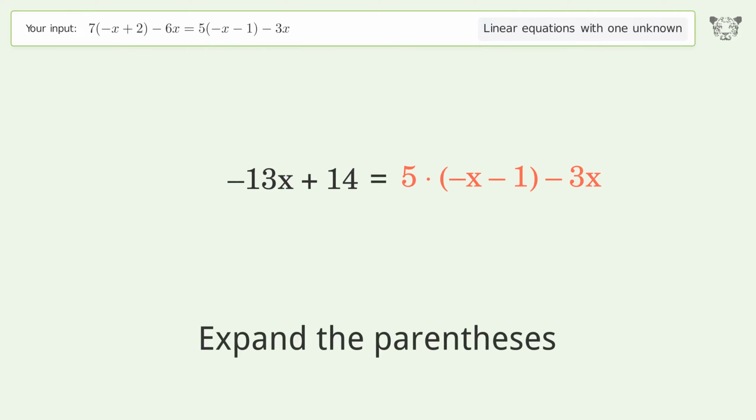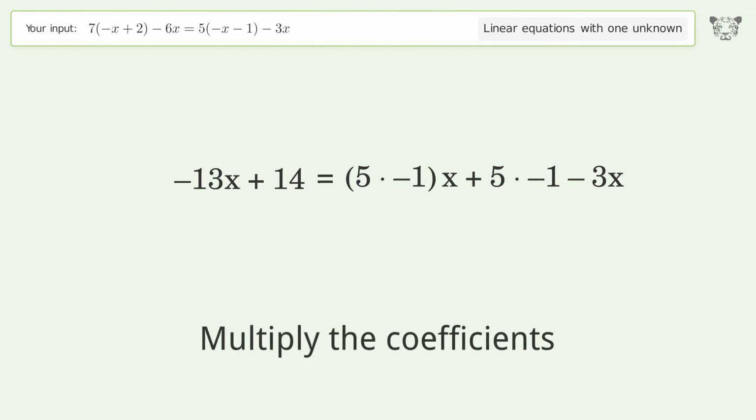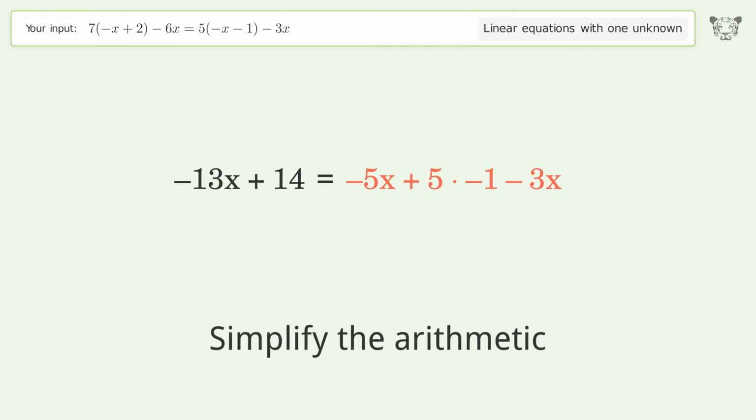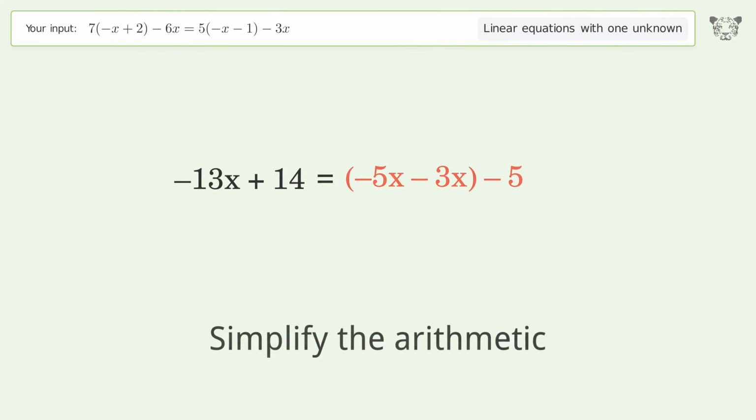Expand the parentheses. Group like terms. Multiply the coefficients. Simplify the arithmetic. Group like terms. Simplify the arithmetic.